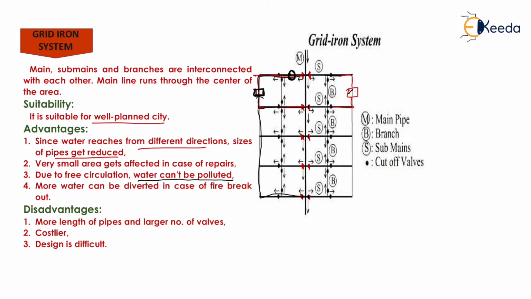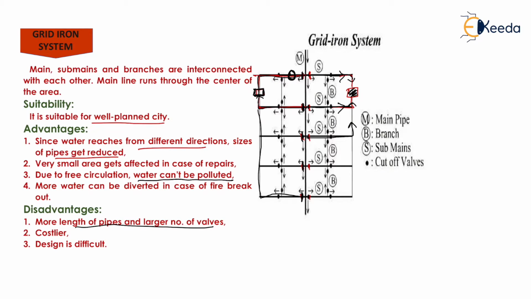Okay, now more water can be diverted in case of fire breakout. Suppose that in this house, if a fire breakout takes place, now we need to send the water to that house, so we just stop the supplying of water to that zone by closing those valves, and we open that valve and supply a large quantity of water from these sources, like this and like this. So at the time of fire breakout, a large amount of water will be available for extinguishing that fire.